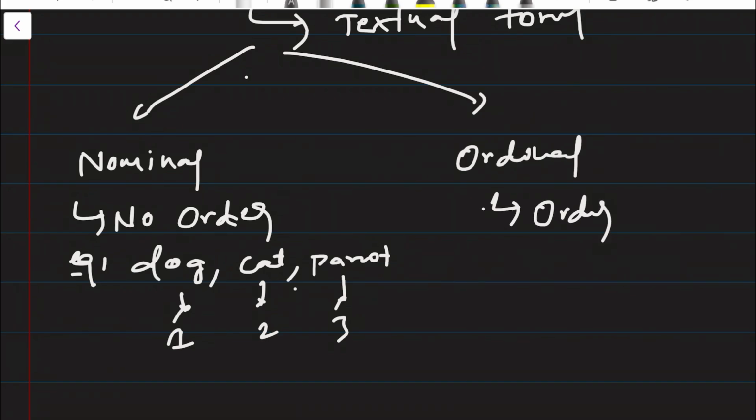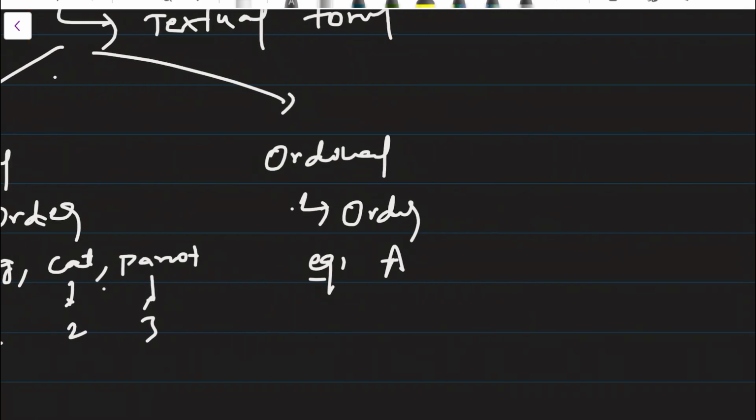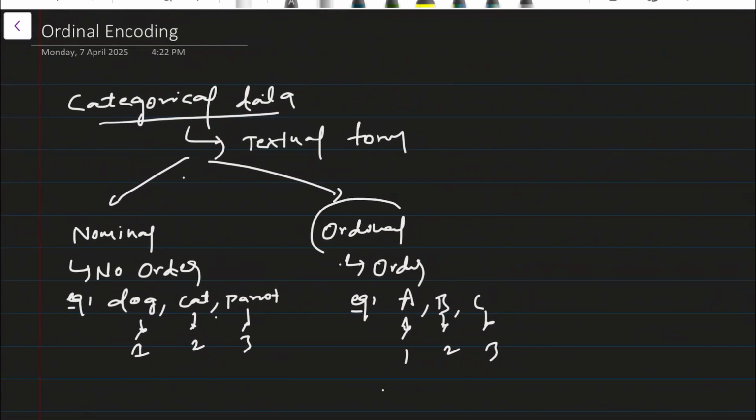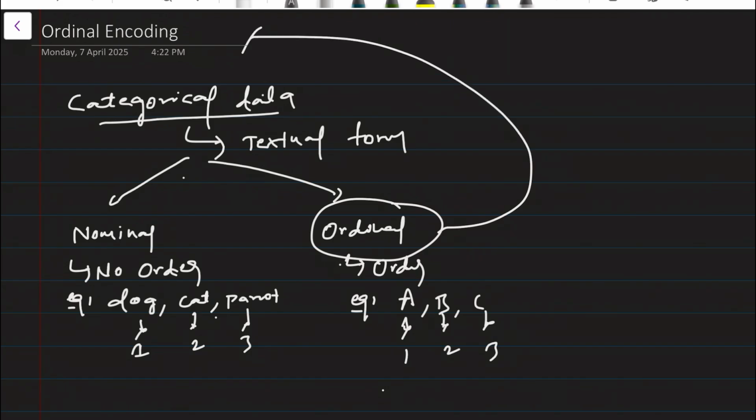Okay, for example, the grading system. Suppose we have got A, B, C. We can give A as 1, this as 2, and this as 3, right? This is known as ordinal data. So to encode the ordinal data, we use ordinal encoding. To encode the nominal data, we use nominal encoding or one-hot encoding, which we will be using.